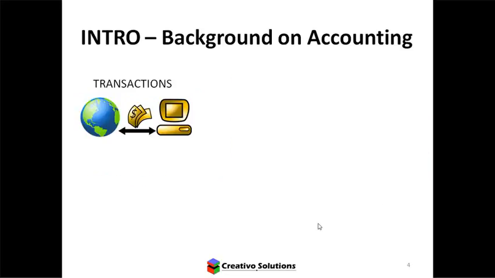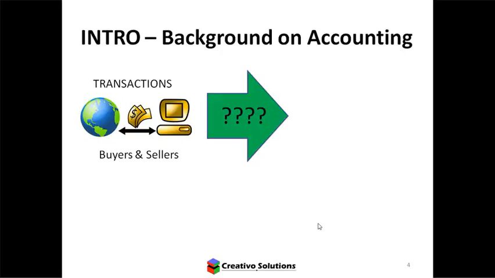Just to summarize what we've learned in this video, remember the background accounting is based on a transaction. A transaction is between buyers and sellers. Buyers and sellers will enter into a transaction where one will exchange goods or services for cash. Once we've got these transactions, now what do we do? Well, we've got all these different transactions. There could be 1, 2, 3, 1,000, 1,000,000 different transactions.